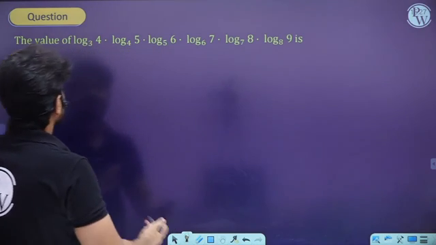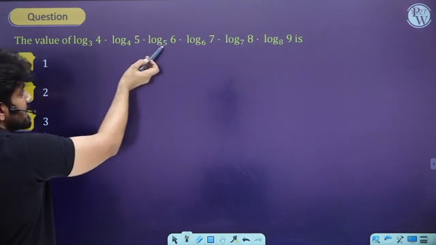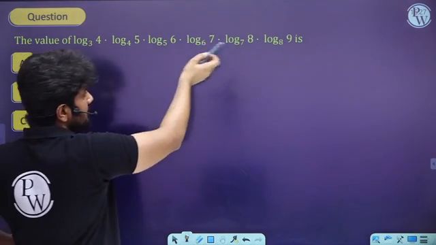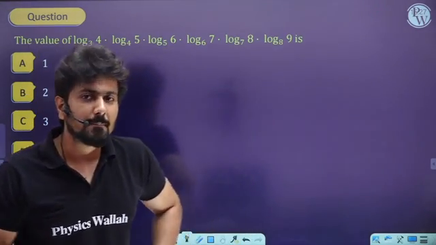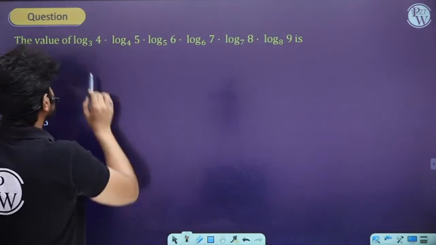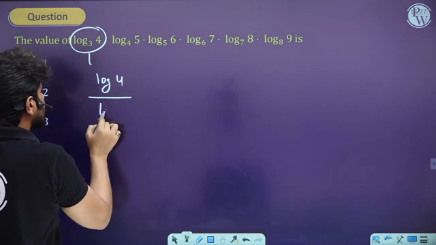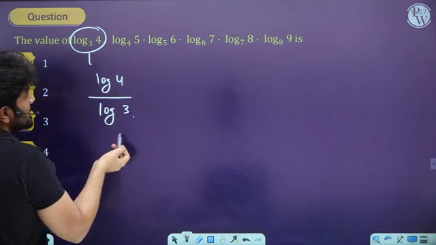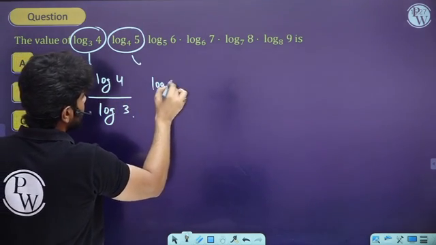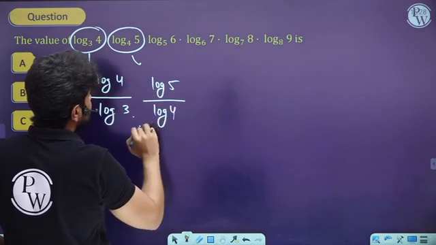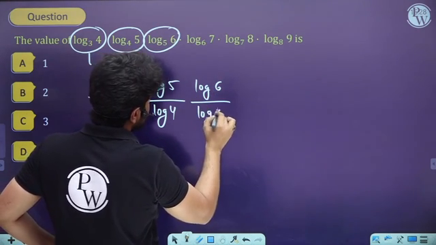This question says: what is the value of the multiplication of log 4 to the base 3 multiplied by log 5 to the base 4 multiplied by log 6 to the base 5, and so on. Here I can use the base changing property. I can write log 4 to the base 3 as log of 4 upon log of 3, let's say the common base is 10. In the similar way, log 5 to the base 4 as log of 5 upon log of 4. They are in multiplication. Log 6 to the base 5 is log of 6 upon log of 5.